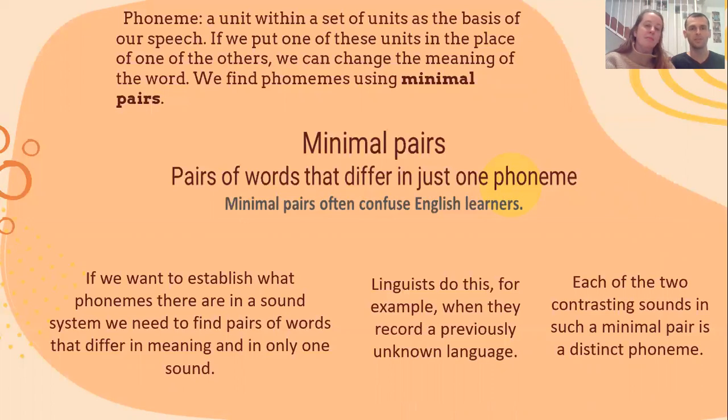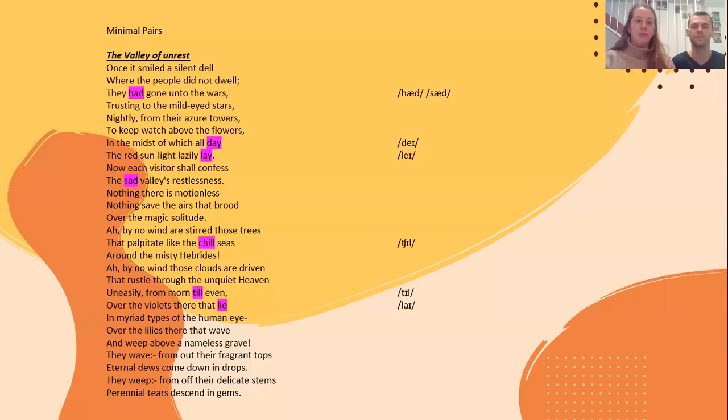Minimal pairs are pairs of words that differ in just one phoneme. They often confuse English learners. So if we want to establish what phonemes there are in the sound system, we need to find pairs of words that differ in meaning and in only one sound. Basically, linguists do this, for example, when they record a previously unknown language. Each of the two contrasting sounds in such a minimal pair is a distinct phoneme.